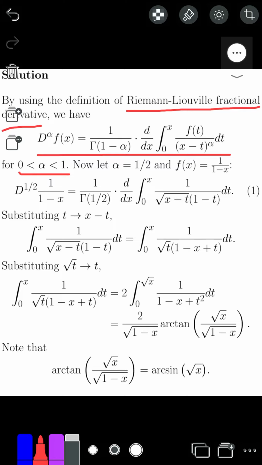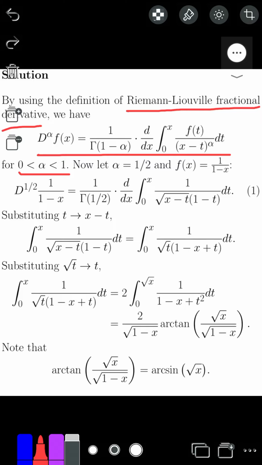It says the alpha derivative of f of x, any function f of x, is equal to 1 over gamma of 1 minus alpha, where gamma is the famous gamma function, times the normal first order derivative with respect to x, d over dx, of the integral from 0 to x of f of t over x minus t to the power of alpha, dt. So that's the Riemann-Liouville fractional derivative definition for alpha between 0 and 1.